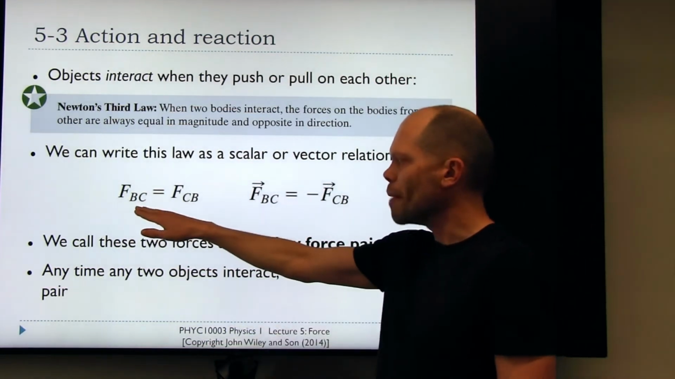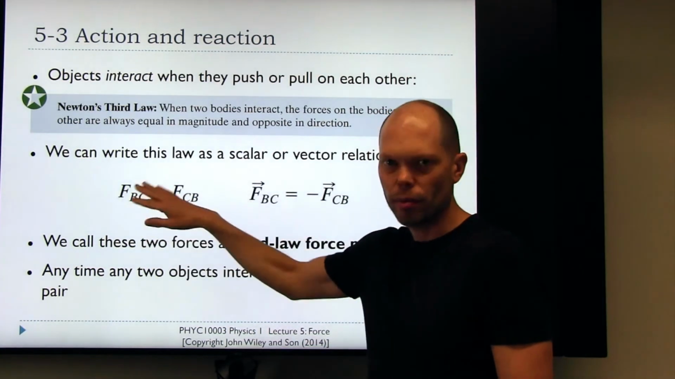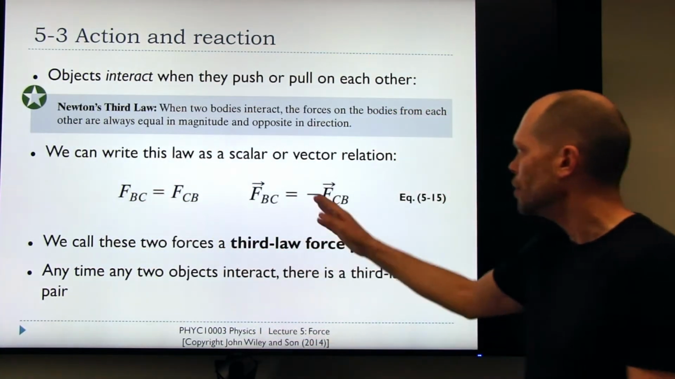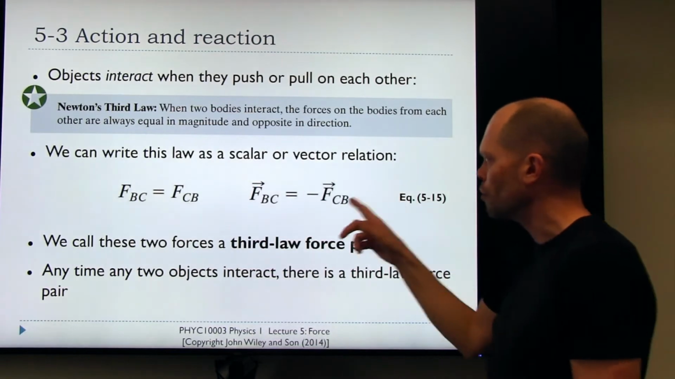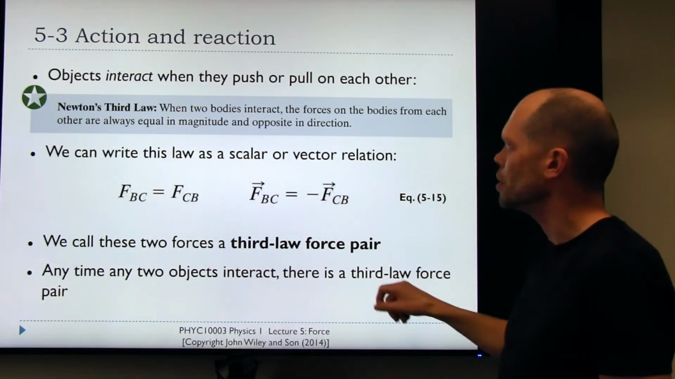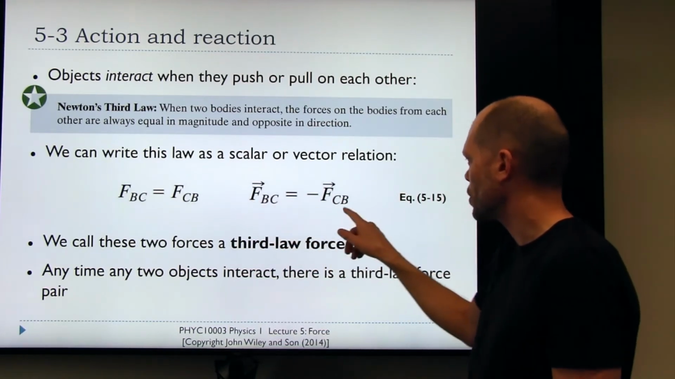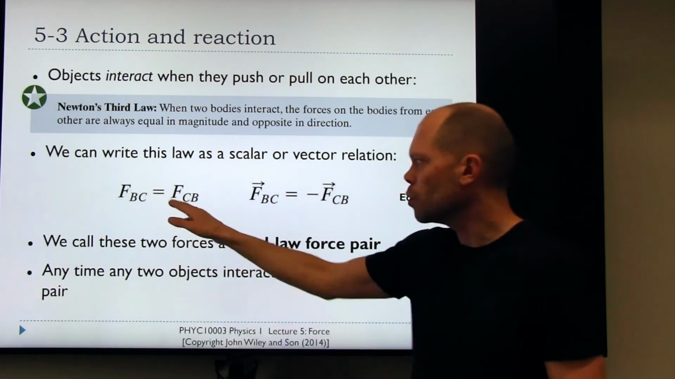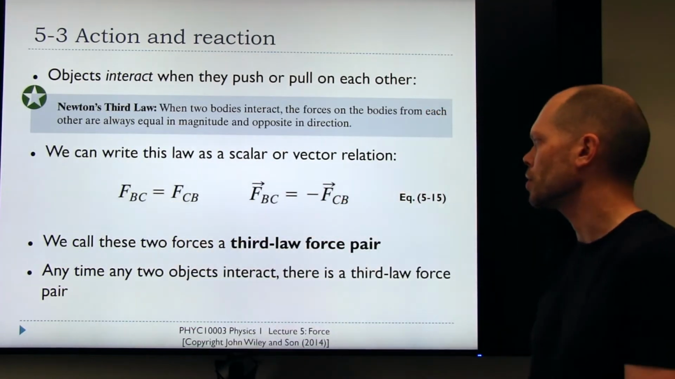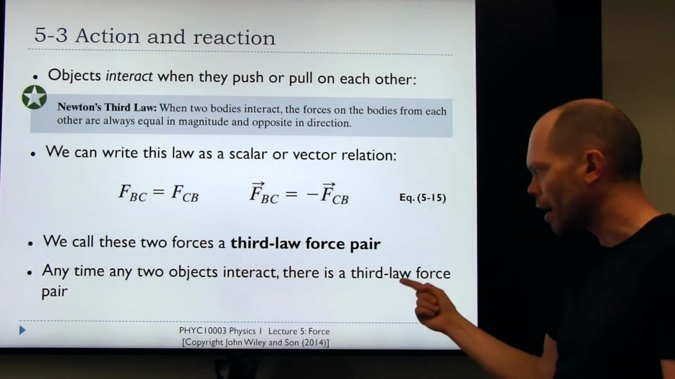As a scalar, the magnitude is the same. It doesn't matter about direction. The magnitude is the same. As a vector, we remember that the opposite direction is the other force. So the force of B on C is one direction, the force of C on B is always opposite. So they're equal in magnitude, but opposite in direction. We can call these two forces the third law force pair.